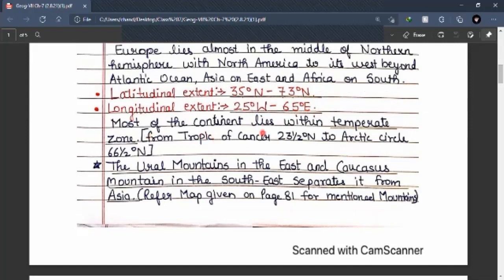Most of the continent lies within the temperate zone, meaning the zone lying between the Tropic of Cancer, 23.5° north, and the Arctic Circle, that is 66.5° north. The Ural Mountains in the east and Caucasus Mountains in the southeast separate Europe from Asia.